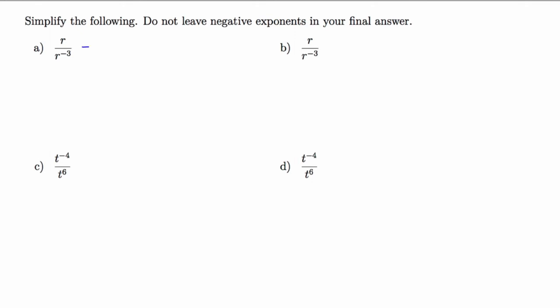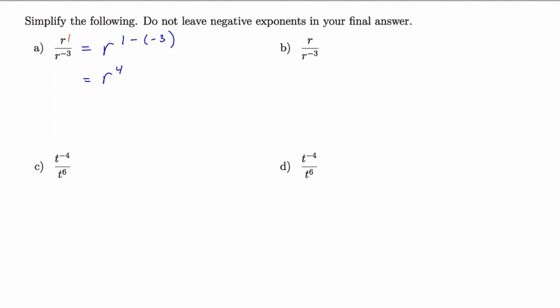One option is to use our quotient rule, which says that we'll subtract the denominator's exponent from the numerator. To do this, we have to remember that r in the numerator means r to the first. So r to the first divided by r to the negative 3 means r to the 1 minus negative 3. Well, 1 minus negative 3 is really 1 plus 3, and 1 plus 3 is 4. So r to the first divided by r to the negative third is r to the fourth.